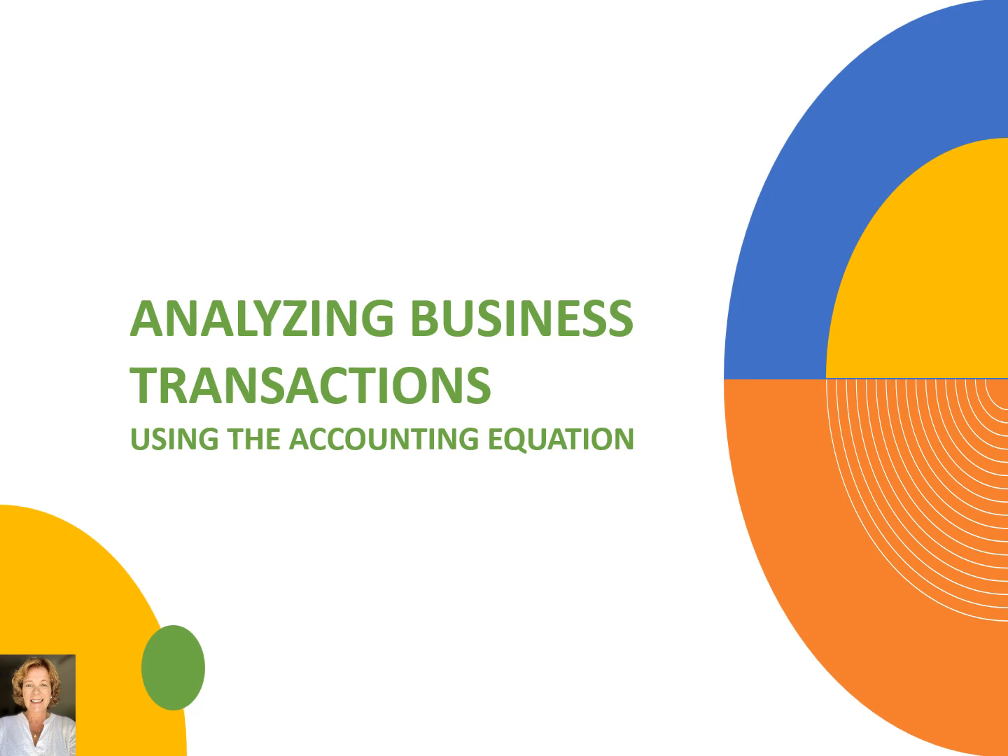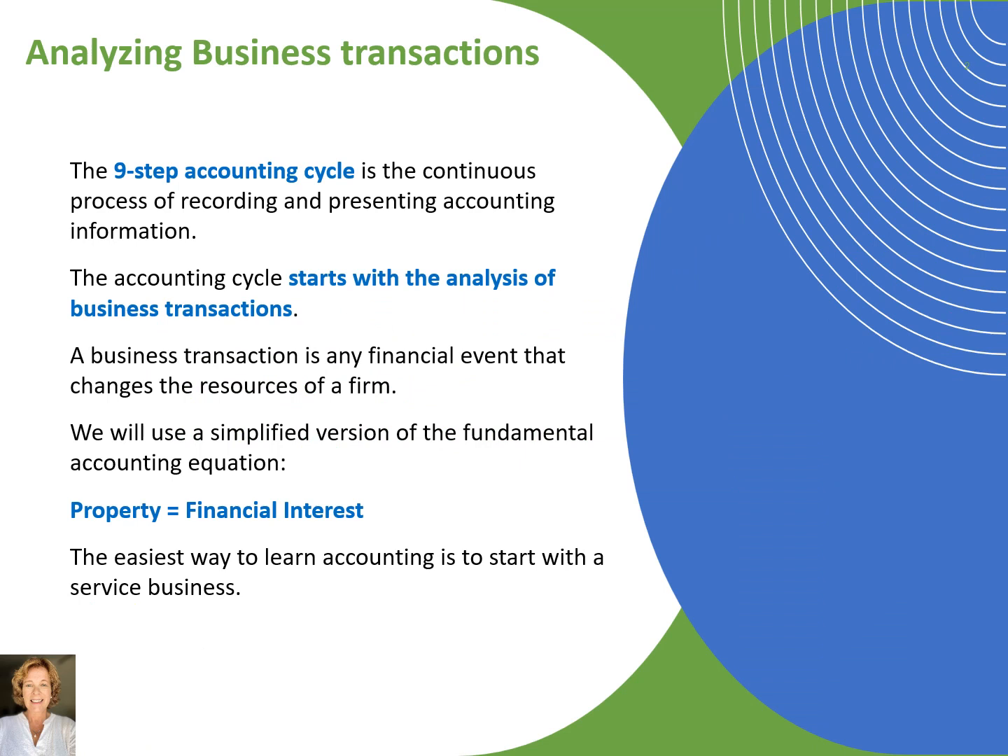In this video, you'll learn about the first step in the 9-step accounting cycle, which is analyzing business transactions. The 9-step accounting cycle is the continuous process of recording and presenting accounting information so that business transactions become usable and understandable to those internal and external users who need to make business and financial decisions. The accounting cycle starts with the analysis of business transactions.